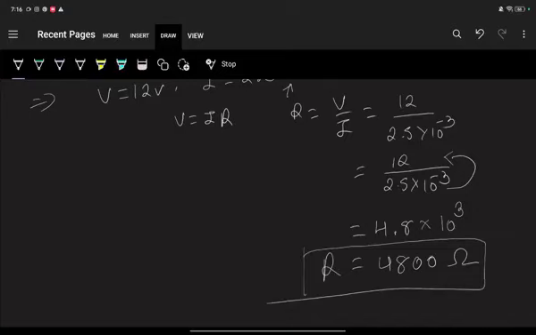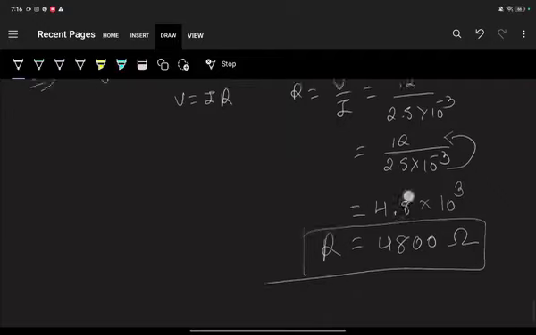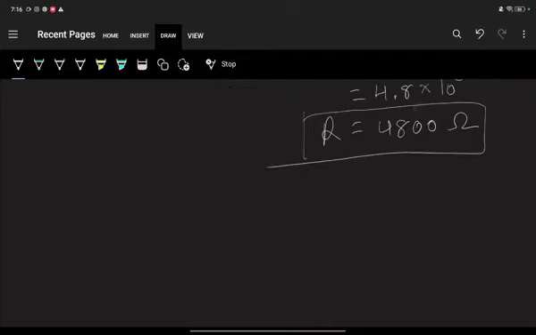How are you getting 4.8 resistance? What mistake have I made? See the milliampere, 10 to the power minus 3. I wasn't able to see the 10 to the power minus 3. Don't make such type of silly mistakes.